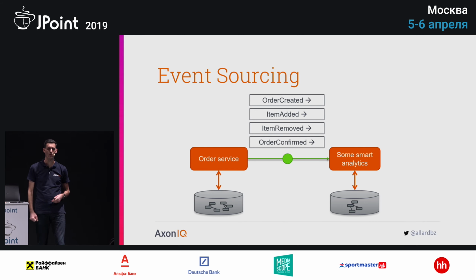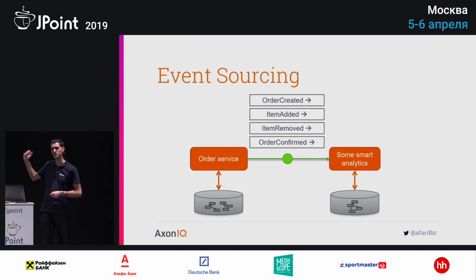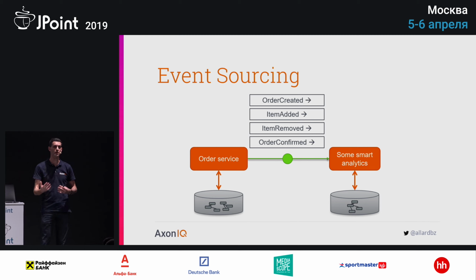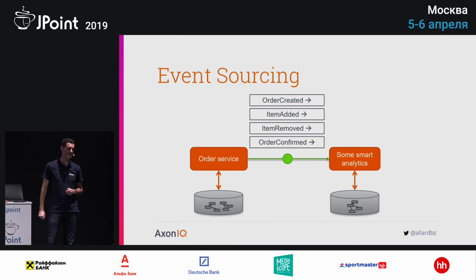And probably that order service emits events as it's doing stuff with orders, right? And this analytics component can use these orders to calculate how long it takes for people to complete their order, or is there a specific behavior we can find so we can trick them into buying more than they actually want to. In the end, in retail, that's what it's all about, right?